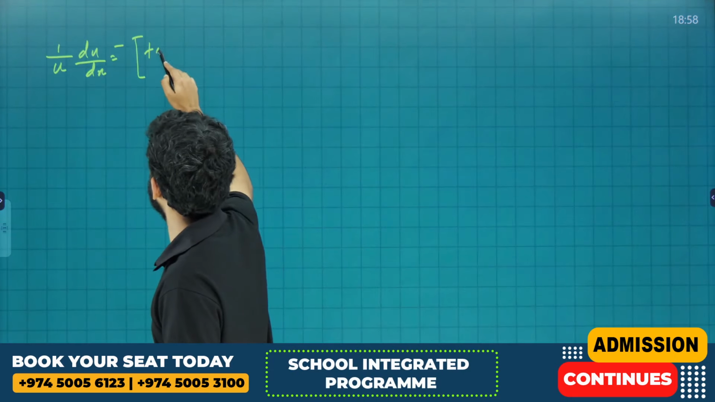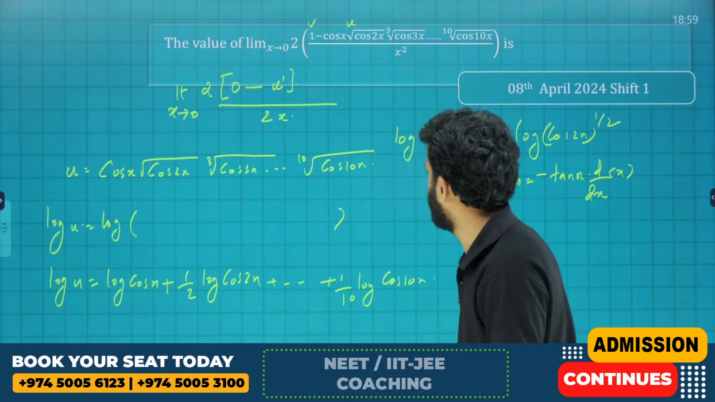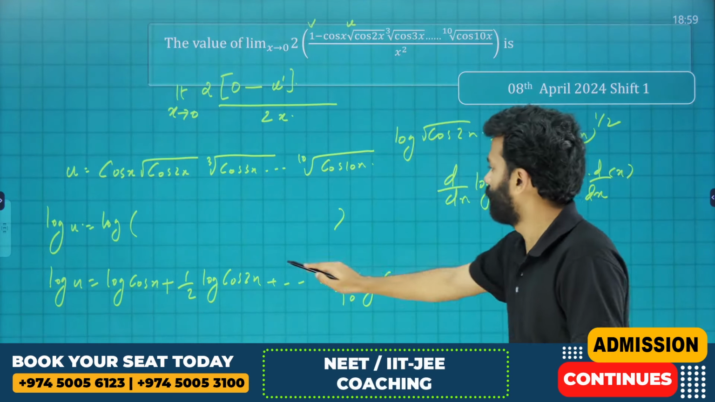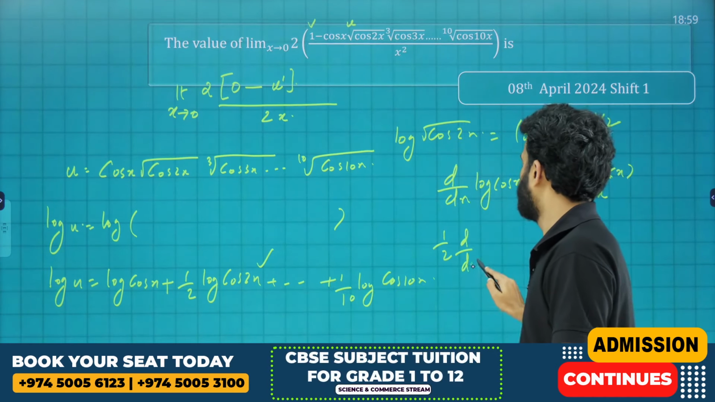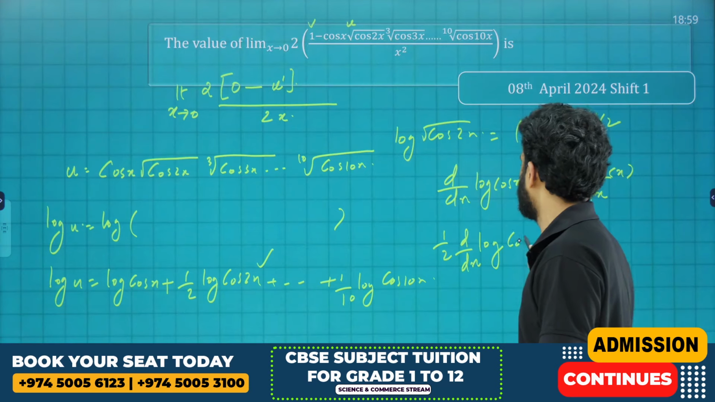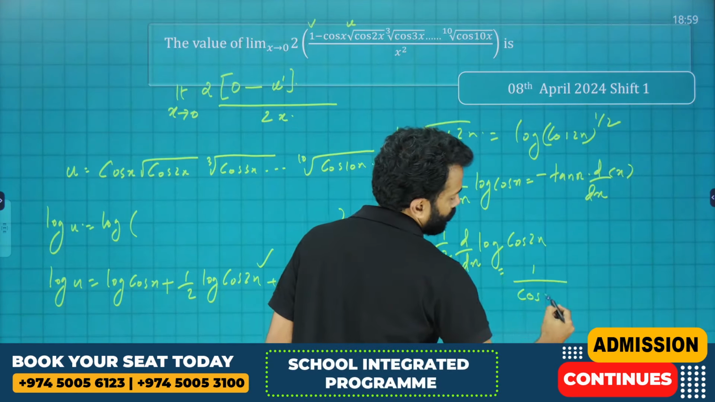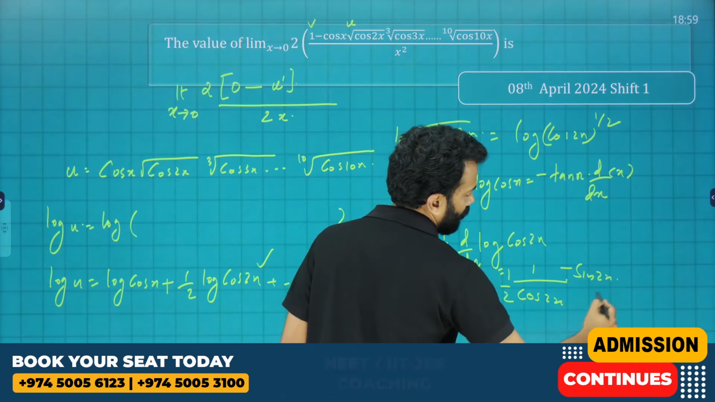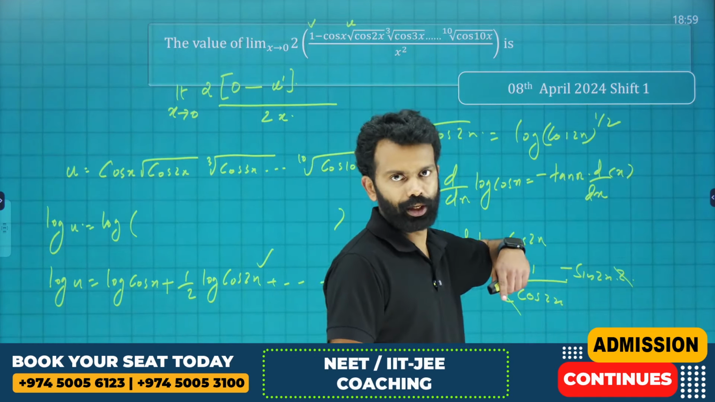That is tan x. Okay, plus, and what about this one? What is dy/dx of 1 by 2 log cos 2x? I'm going to differentiate this. 1 by 2 will be constant, I can take it outside. That is 1 by 2 into d by dx of log cos 2x. That is equal to 1 by cos 2x into minus sin 2x into 1 by 2 into 2. This and this got cancelled. That becomes what? Minus tan 2x.